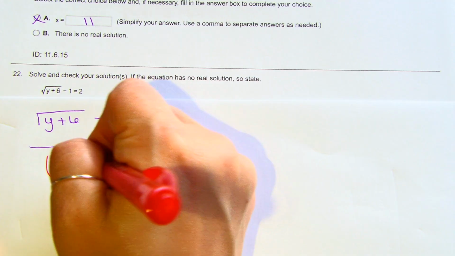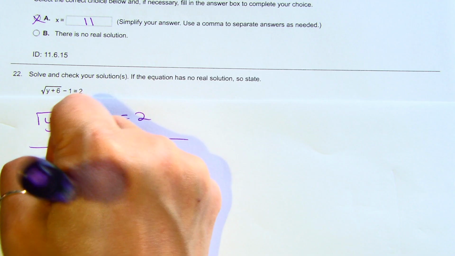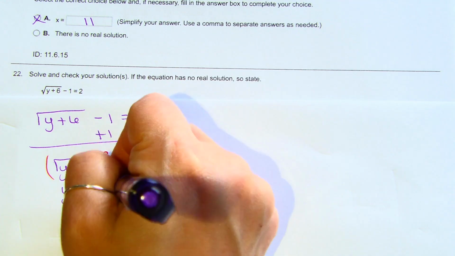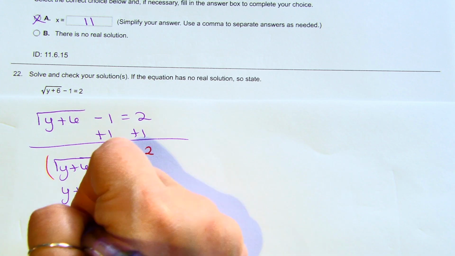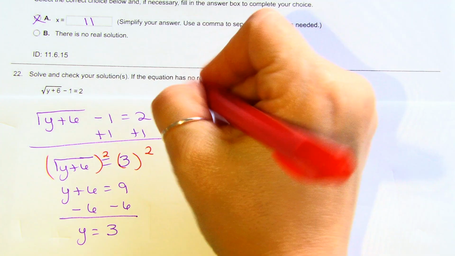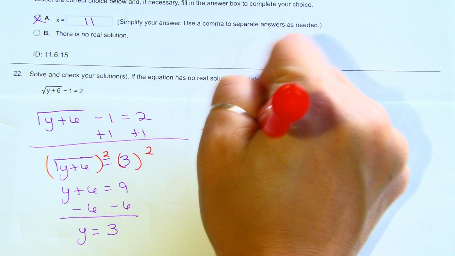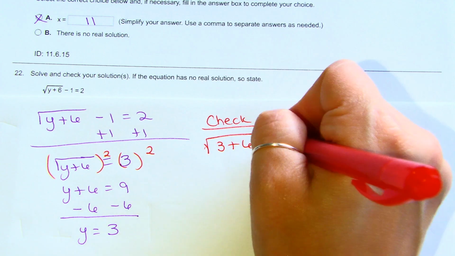To solve for y, I subtract 6, and I get y equals 3. And again, I'm going to plug it into the original problem, not the one I've moved around, but into the original problem to make sure it works. So radical y, well, y was 3 plus 6, and then I have the minus 1 outside equals 2. 3 plus 6 is 9. Square root of 9 is 3. 3 minus 1 is 2. So it does work.